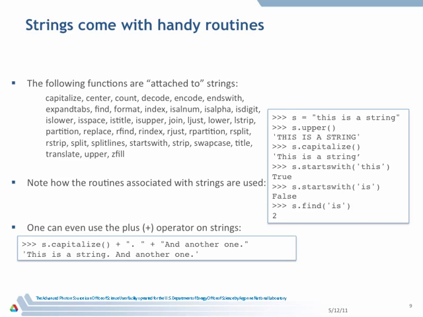Capitalize just capitalizes the first letter. Startswith takes an argument. Does the string start with this value? And the answer is yes, so it comes back true. Does the string start with IS? And the answer to that is false. But I can ask it to find IS in the string, and it tells me that it occurs in position 2 of the string, where this starts as 0. So this is 0, 1, I is 2.